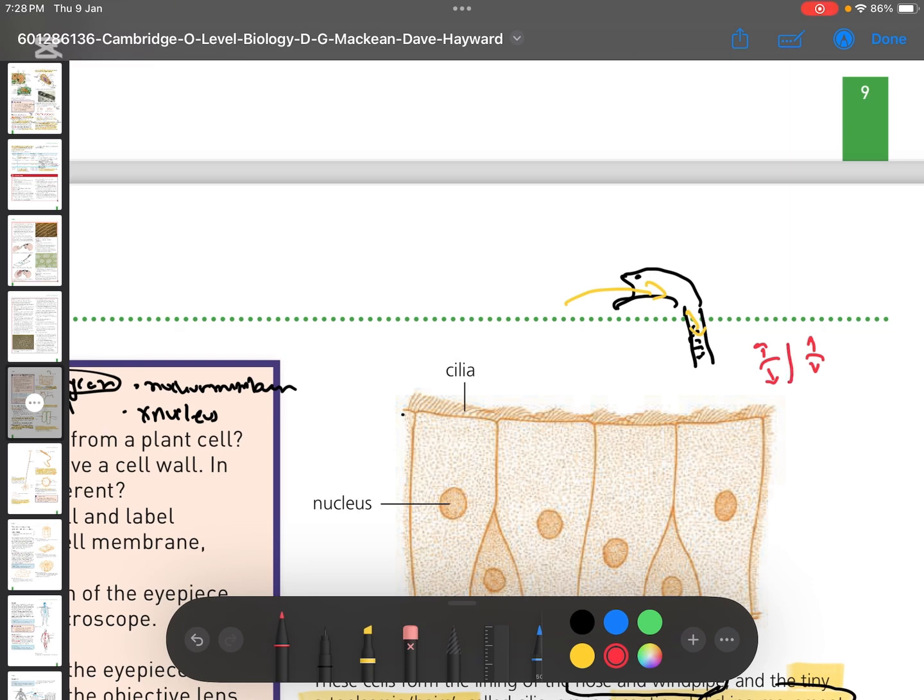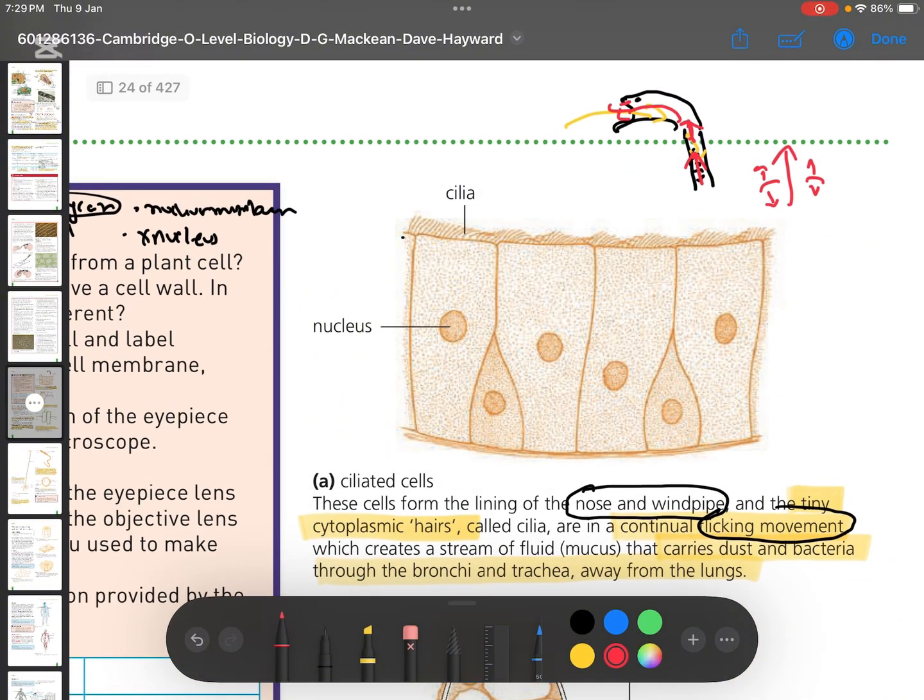which helps push the dust material up the respiratory tract and then outside of the mouth, or outside of the nose as well, right? So that's what it does. It does a flicking movement which helps trap the mucus and the dust particles and helps secrete it out of the mouth or out of the nose, or it might even push it into the esophagus, and hence it goes into your stomach and is digested there. So that's what it does.